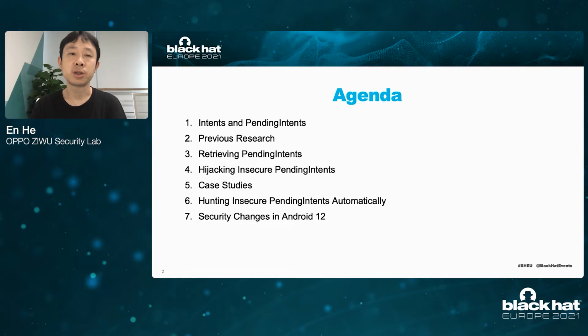This is our agenda. First, I'm going to introduce the basic concepts of intents and pending intents in Android, then give previous research examples, then the key parts of this talk. I'll discuss how to retrieve pending intents and how to hijack insecure pending intents. Then I'll give typical vulnerability cases in real-world apps. Most of them are from the Android system. And last, I'll introduce our pending intent scanner and the big changes about pending intents introduced in the upcoming Android 12.